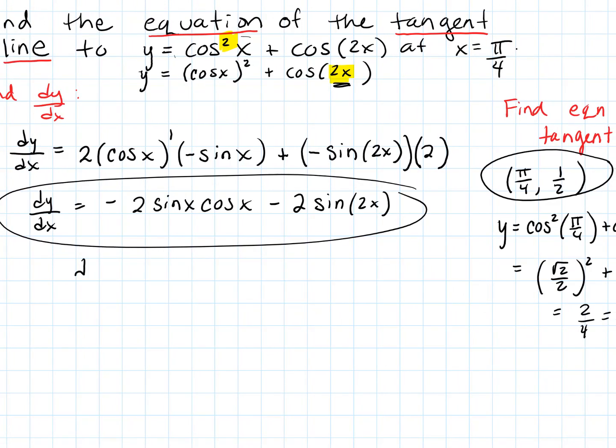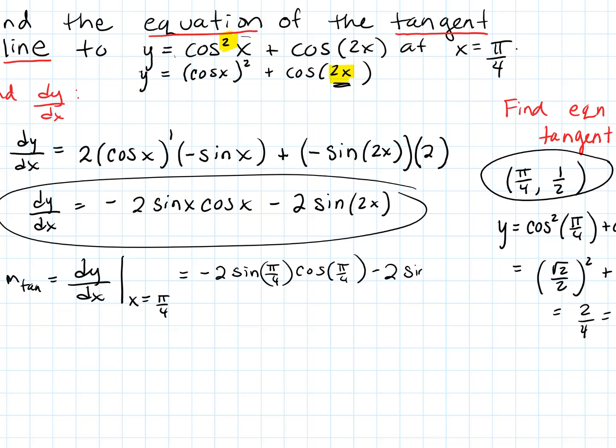So for the slope, dy/dx at x equals pi over 4 is going to give me the slope of the tangent line. That's going to be equal to, let's plug in pi over 4 right up here, minus 2 times the sine of pi over 4 times the cosine of pi over 4, minus 2 times the sine of 2 times pi over 4. 2 times pi over 4, by the way, is just pi over 2, so I'm going to write that in.